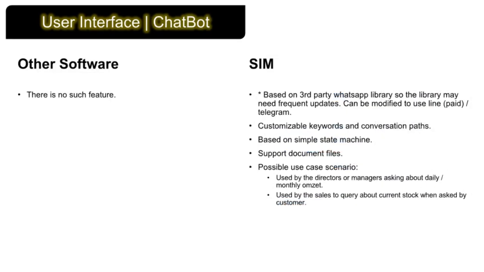Lastly, there is an experimental interface called Chatbot. It supports WhatsApp but can be modified to use Line or Telegram. It supports customizable keywords and conversation paths. It is based on a simple state machine, thus it does not have natural language processing. Its possible scenarios include use by directors or managers asking about daily or monthly omset, and use by salesmen to query current stock when asked by a customer on site.